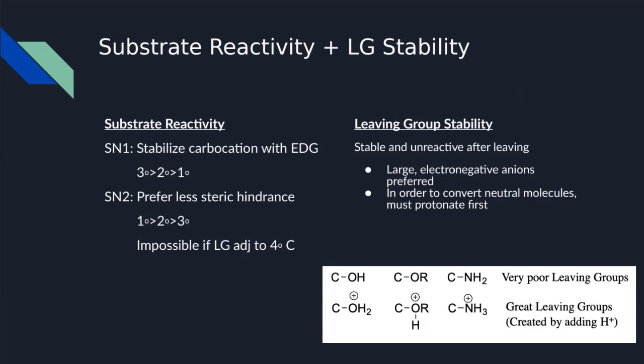Next, we also have to consider substrate reactivity. This is important for both SN1 and SN2 reactions, but we see opposing trends. Specifically, we're looking at the position on which carbon our leaving group is placed. In an SN2 reaction, we can continue with that one first. We prefer to have less steric hindrance again. We want something where it's easy to come in and attack.